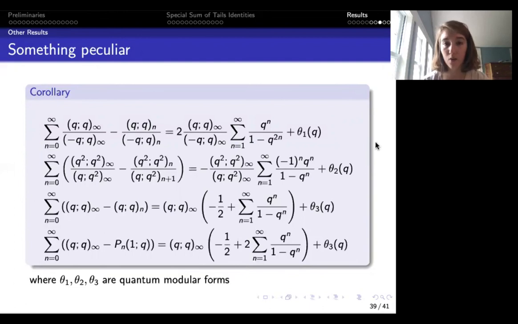It turns out that in all of these cases, these sums of tails are actually already known. What's more, they give rise to quantum modular forms, theta 1, theta 2, and theta 3. So this gives us a very interesting relationship between our quantum Jacobi forms and known quantum modular forms, namely that you can differentiate the quantum Jacobi forms in W and plug in W equals 1 to get quantum modular forms. That's a really interesting trend that we'd like to look at more in the future.